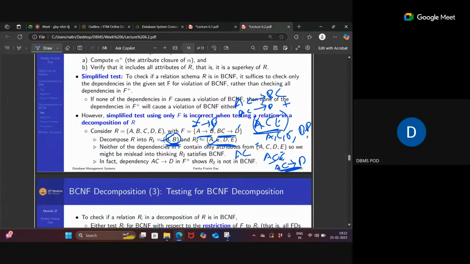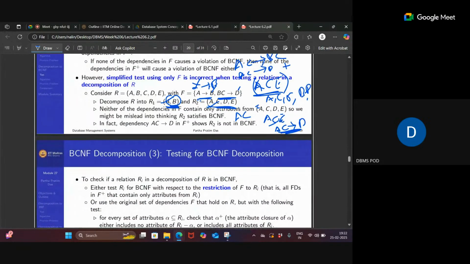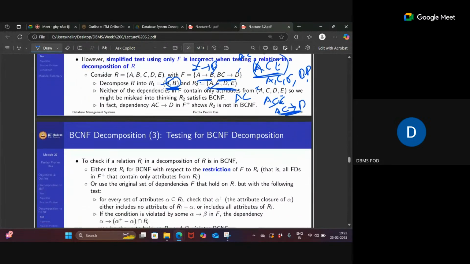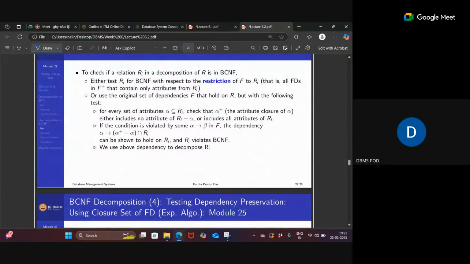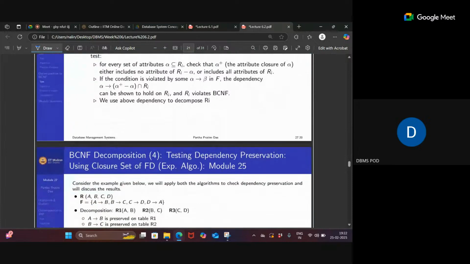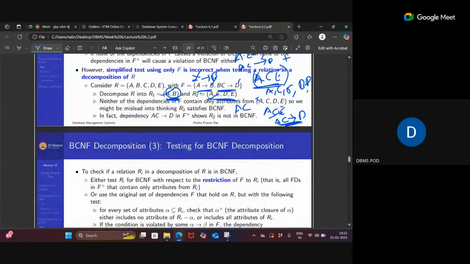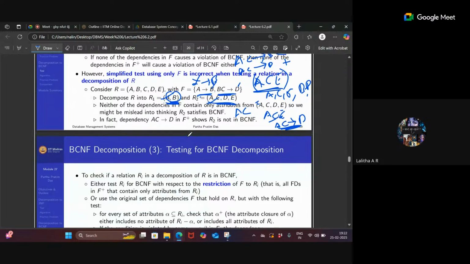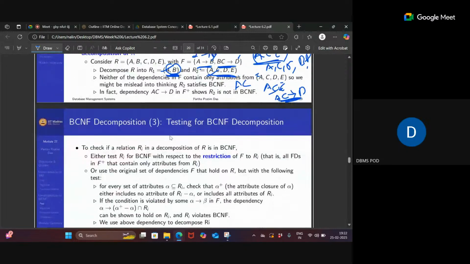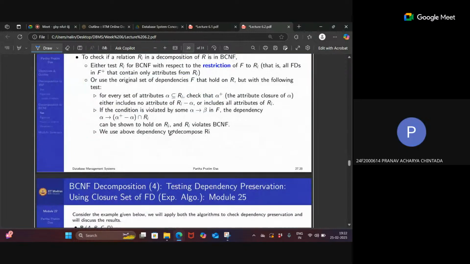Okay. Understood, right? It is not in BCNF. Got it or not? Yes or no? Hello? Hello. Yes, ma'am. Yeah, understood now about BCNF.